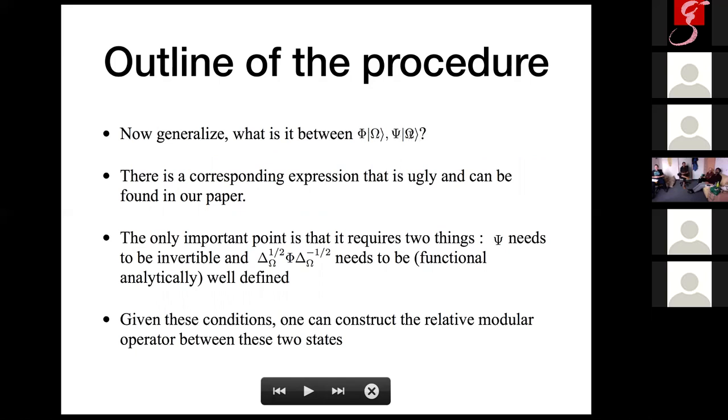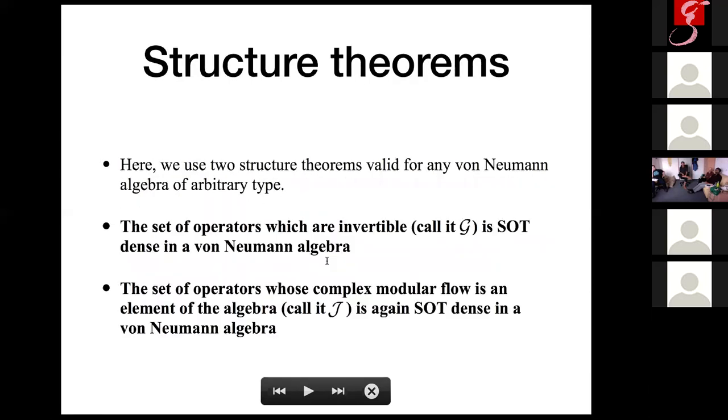Here phi and psi are bounded operators in the algebra. I didn't mention that here. So it's not clear that any generic state is going to be written in this form. On top of that, you are adding in these constraints. So this is the miraculous part.